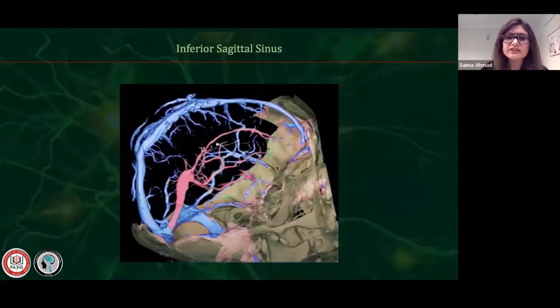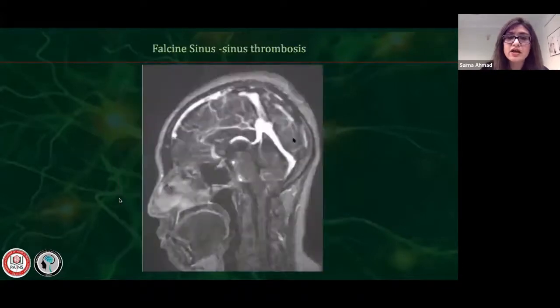Then the inferior sagittal sinus. Sometimes you can see the inferior sagittal sinus, sometimes you don't. This is again the 3D reconstruction of the venous angiogram. So this is the inferior sagittal sinus. It runs under the free border of the falx, and it ends into the straight sinus, and it is very close to the vein of Galen. The other parts: this is the deep venous system, and this is the basal vein. So this is the inferior sagittal sinus.